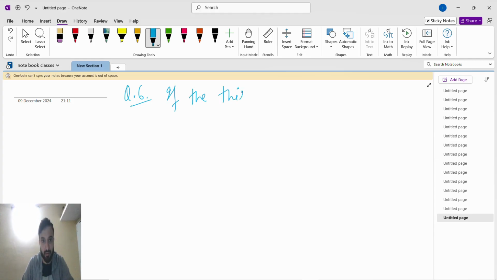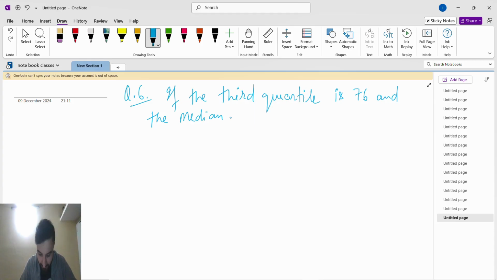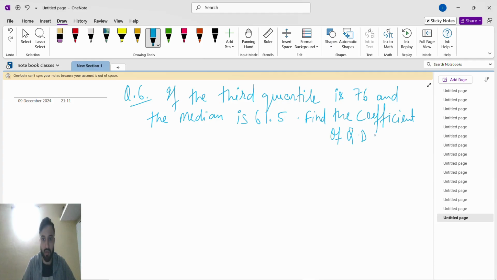If the third quartile is 76 and the median is 61.5, find the coefficient of quartile deviation. It's the same question, guys. It's the same question that we did last.